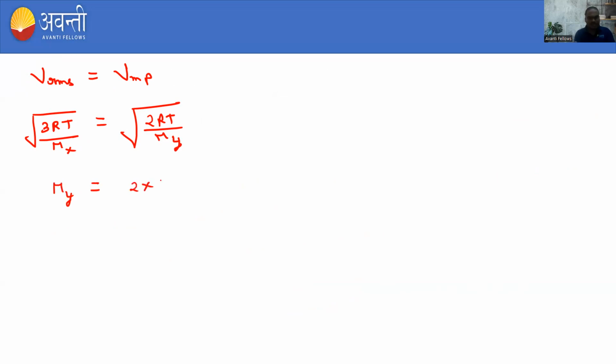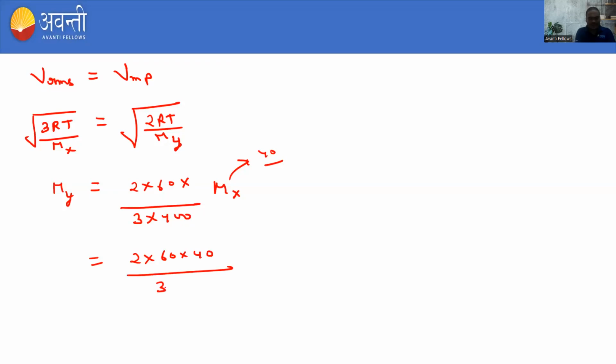So My comes out to be 2 into 60 divided by 3 into 400 multiplied by the Mx. Mx value is also given, that is molecular weight, that is 40. So on solving, this comes out to be 2 into 60 into 40 divided by 3 into 400. So on solving, you get the value 4. So 4 is the correct answer. Right? So I hope you understood. समझ आ गया होगा सबको कि क्या आंसर आया है. So आंसर क्या आया है? 4.